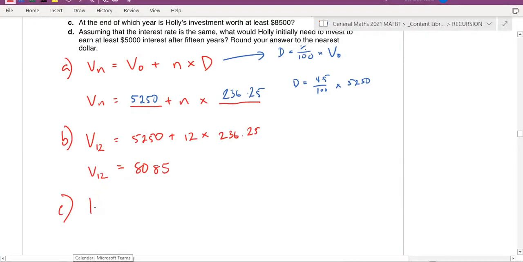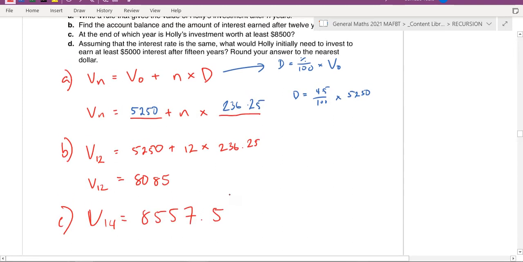14. So V14 is going to be, keep pressing the wrong one, 8557.5. 8557.5. So on the 14th term, you'll get that much money.